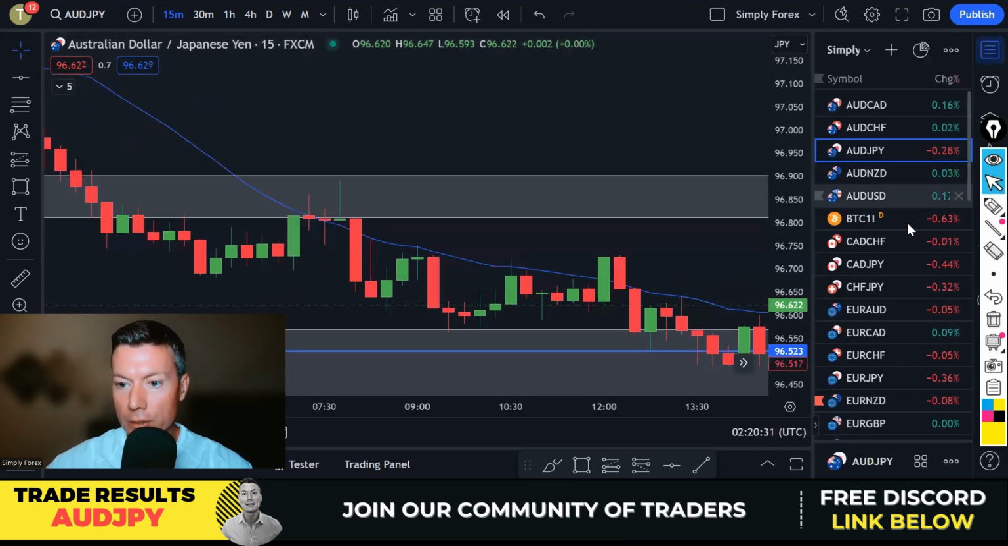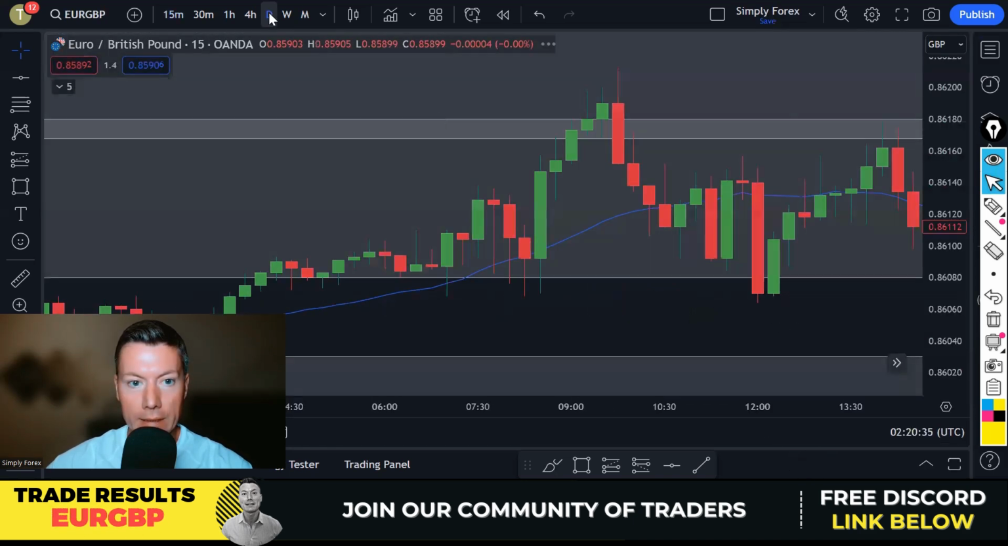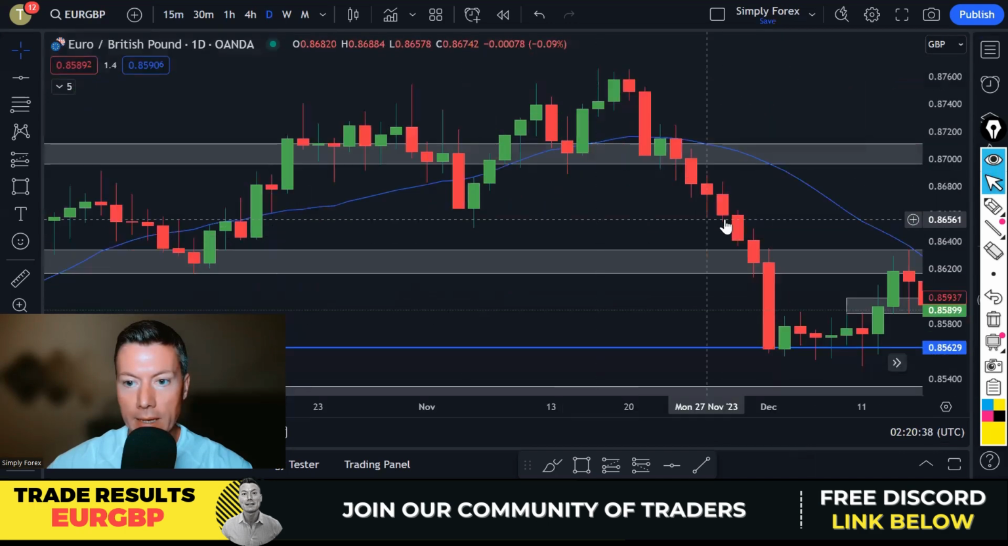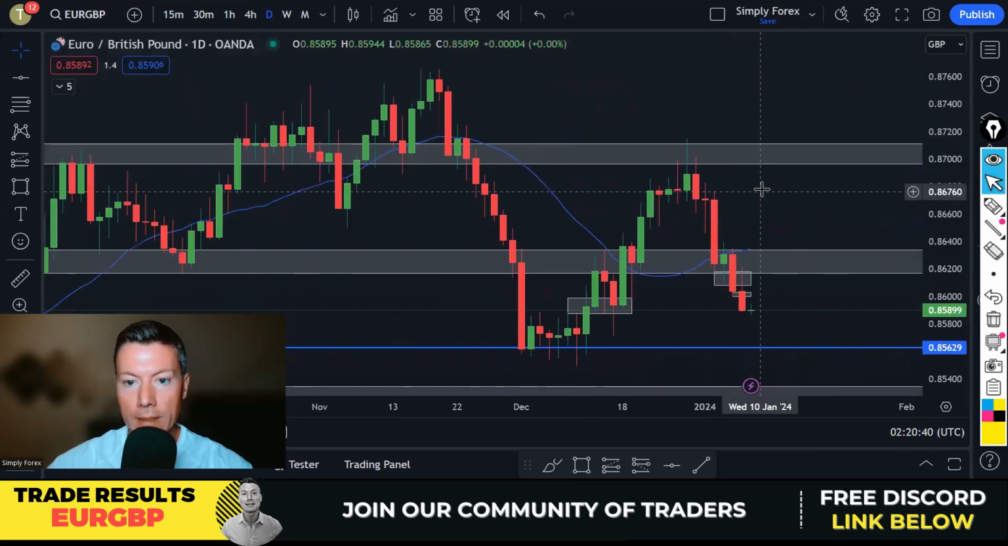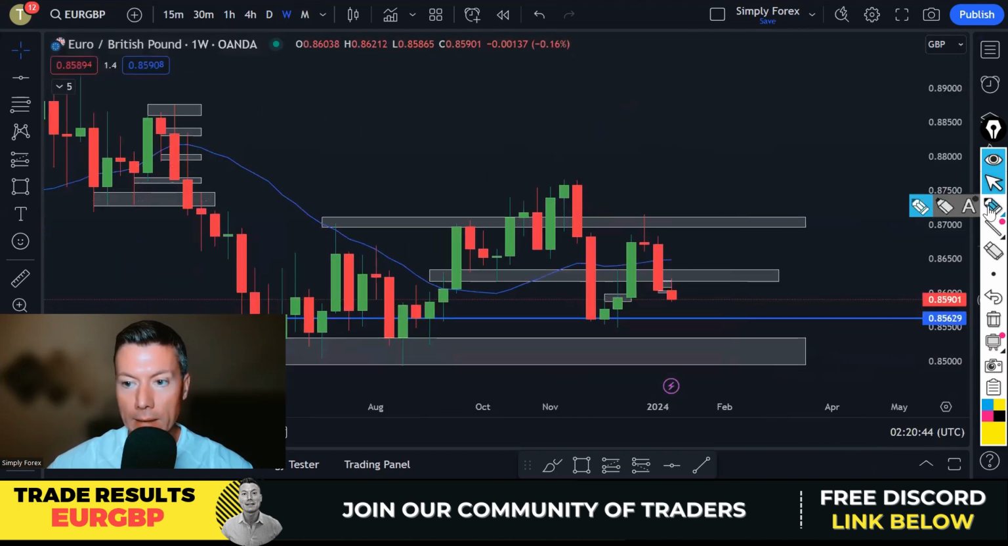The next trade that I took from yesterday was euro pound. So this was another good trade. If we start with the day chart, so we understand why we took this trade. Well, if we start with a weekly chart, actually, because this was a really nice weekly play.